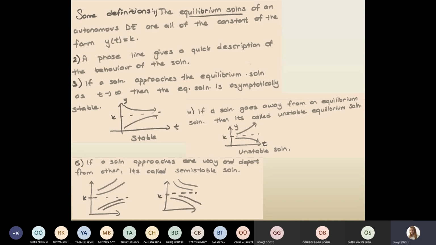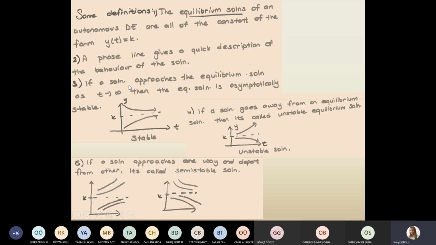And these solutions tell us how our solution is going to behave if we start with different initial values, right? And we have a phase line. It gives a quick description of the behavior of the solution. And as you can see, these are the phase lines. I plotted a couple of them. And why did I plot them separately? Because we will call them by different names.